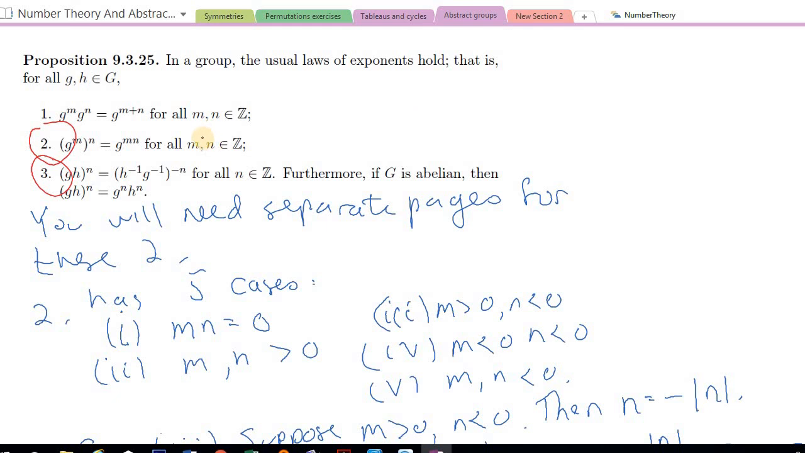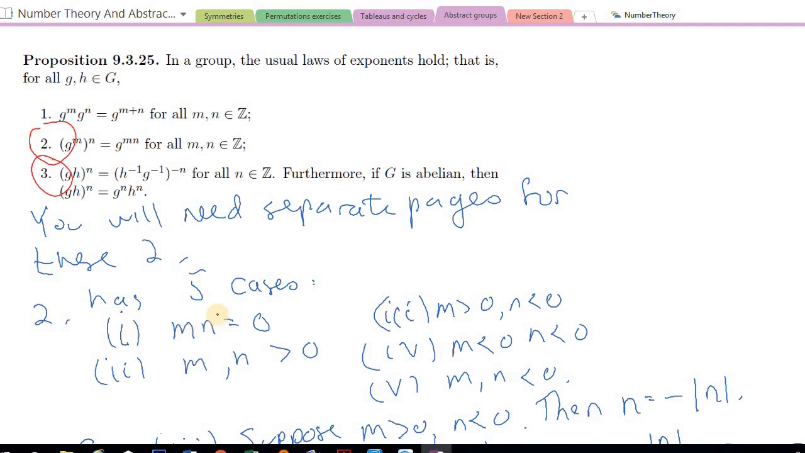The thing is that when you have a positive integer and a negative integer, the definition of g to the m is different when m is a positive integer and when m is a negative integer. So you're going to need separate cases, and in fact I've given you all 5 cases. We're looking at property 2 here: g to the m to the nth power equals g to the mnth power. So there are 5 cases.